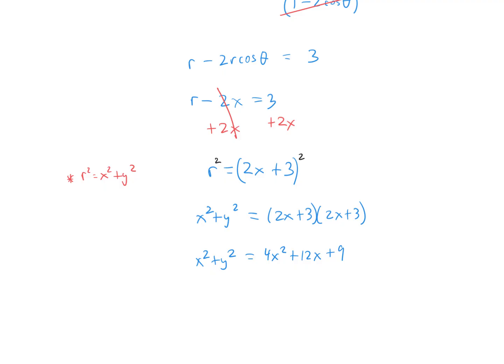And the only thing I would say is let's just combine these. Let's combine the x squares. So that's the only like terms that I see here. So let's subtract 4x squared from both sides so that we can combine those together. And that will do it. So our final answer should be negative 3x squared plus y squared equals 12x plus 9.